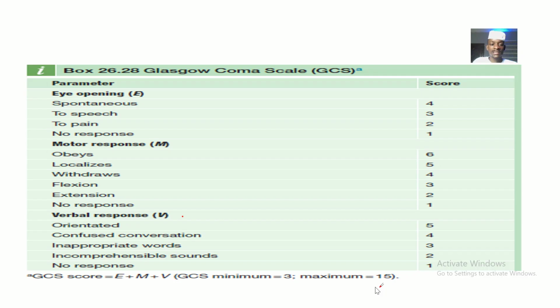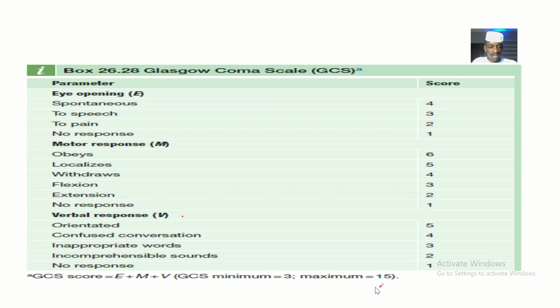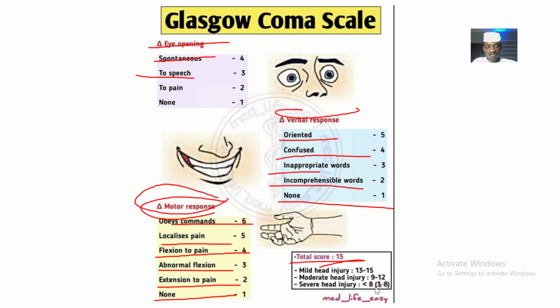So guys, this is it. Basically, this is the same thing here, but I preferred using this one because it had some images. It helps you know that I'm talking about the eye, that I'm talking about verbal, that's talking, and that I'm talking about motor response, that's you moving your muscles.